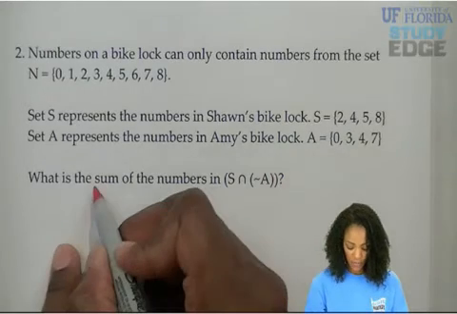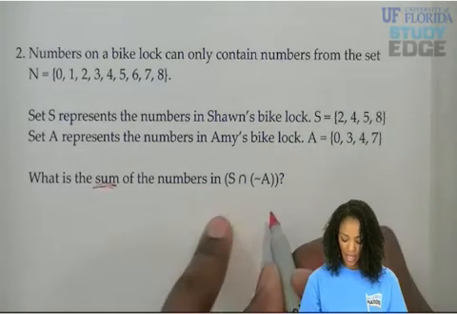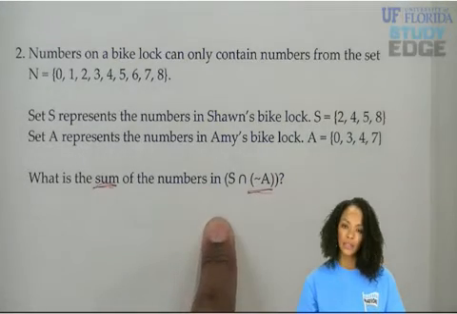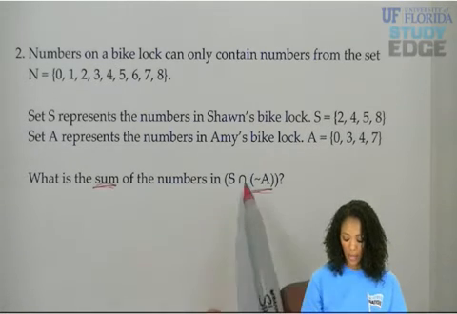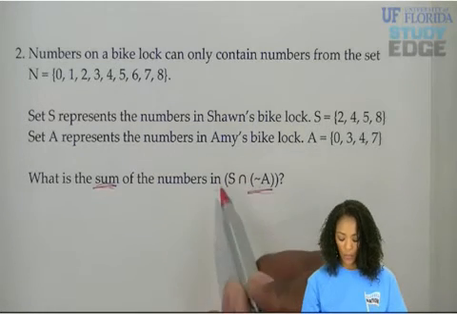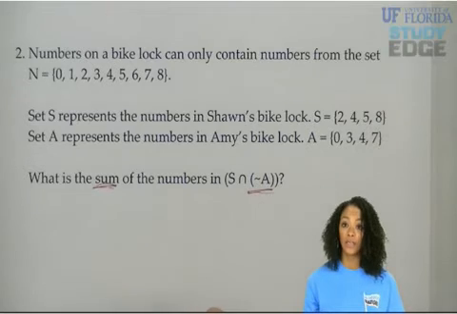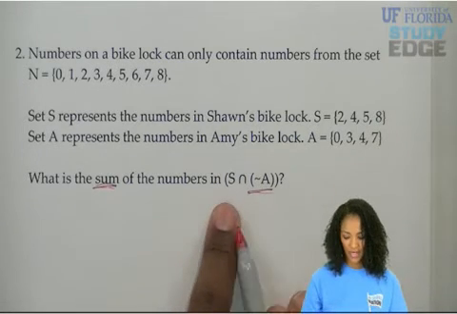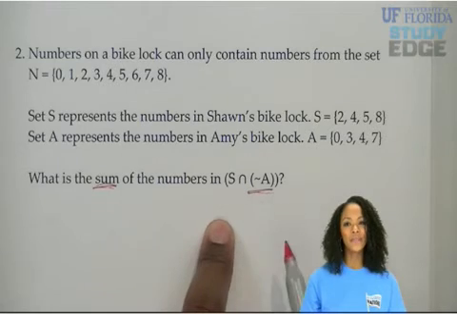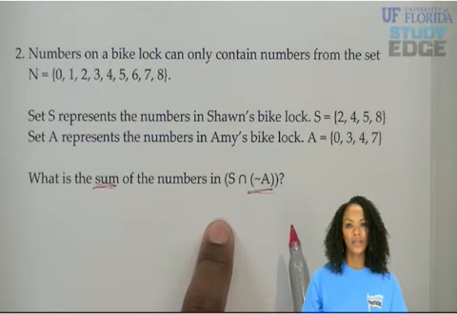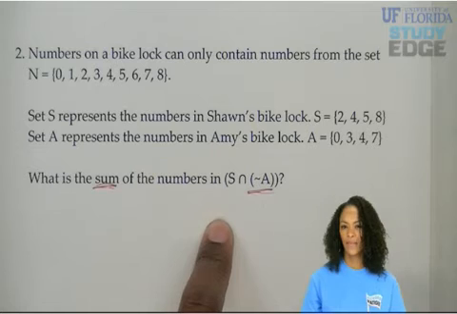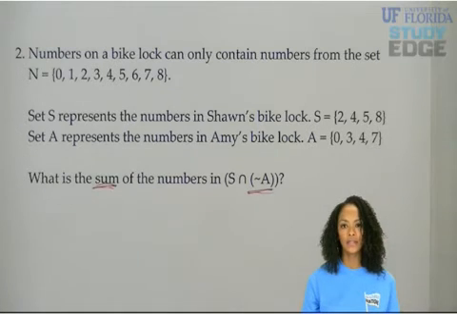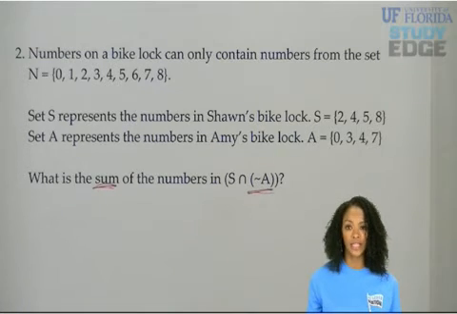So we know what sum is. We just talked about it. And A complement, do you remember what that means? That means everything not in A. Basically what we want to do is see what in S isn't in A. Okay, let me reword that. We want to find what elements of S, what elements does S not share with A? Does that make more sense? What elements does set S not share with set A?